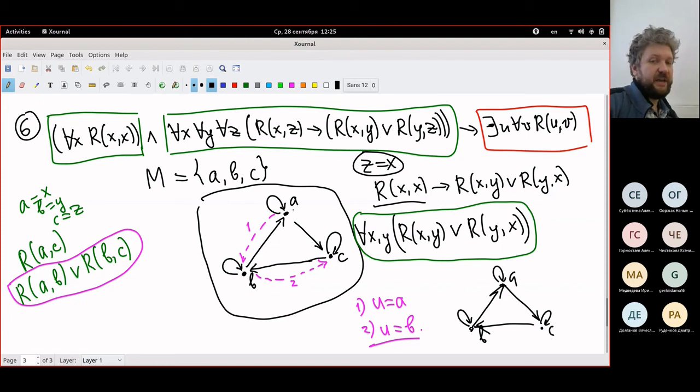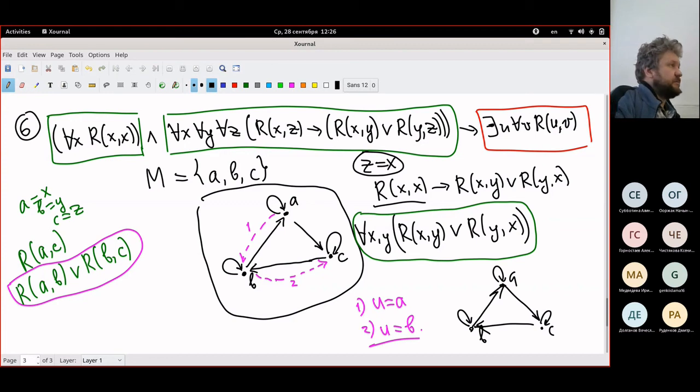If AB, then A becomes the desired U, because it sees B, sees C, and sees itself. Second case, if BC, then B becomes the needed U, because B goes to A, B to C, and B to B. Okay, so we're finished with that.